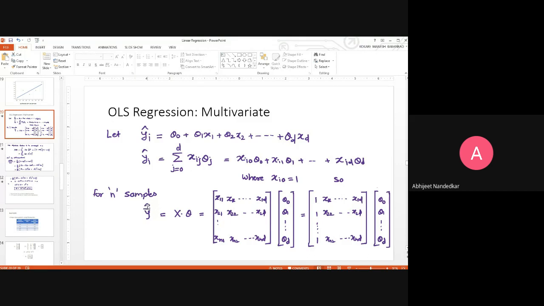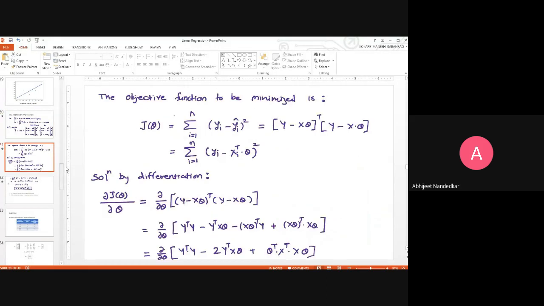So y cap, the estimated value of y, is now equal to x theta, where x is of this form: 1, x11 up to x1d, then again 1, x21 up to x2d, and so on. So this will be the X matrix. Now the next thing I did was define an objective function.